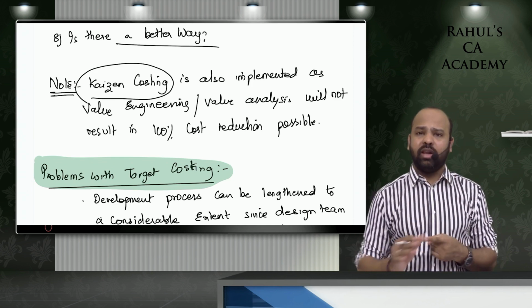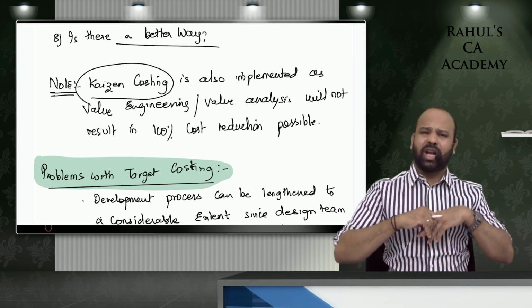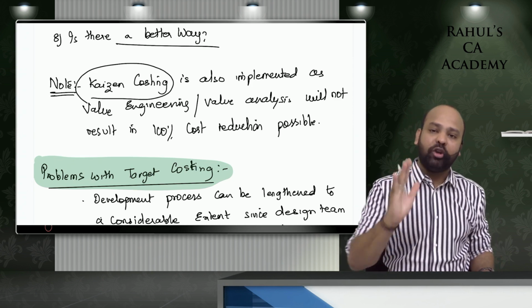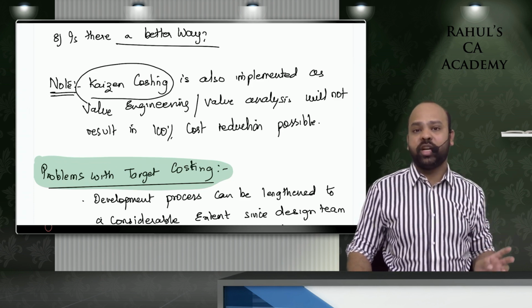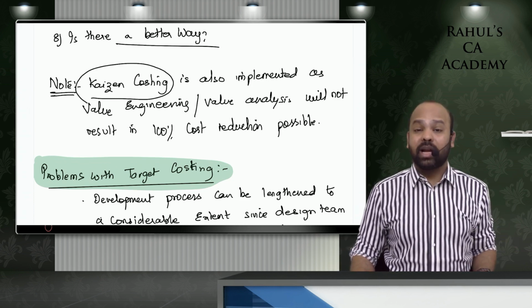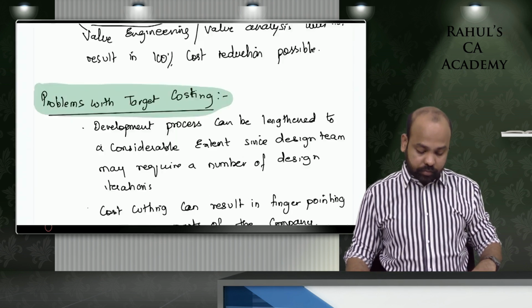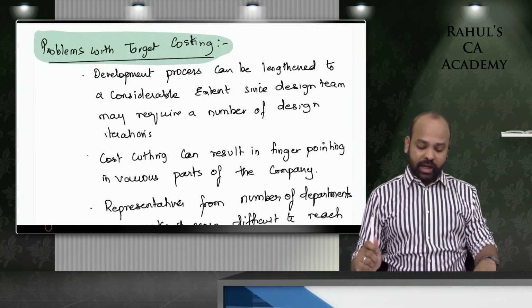Value analysis, value engineering, Kaizen costing, just in time, whatever you want to implement and try to reduce the cost per unit. That is why you see, beta, target costing can be clubbed with just in time also. Now, what are the problems with target costing, beta, here?